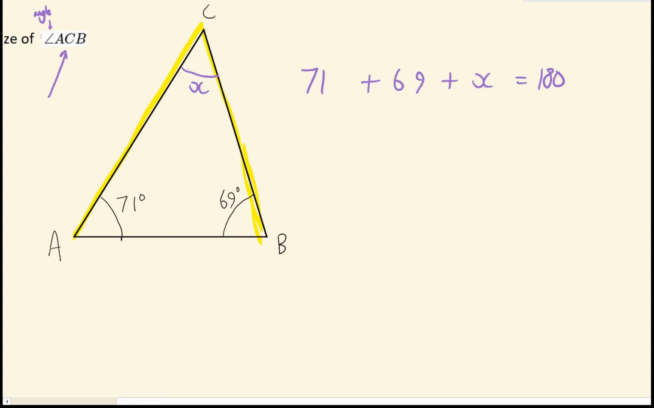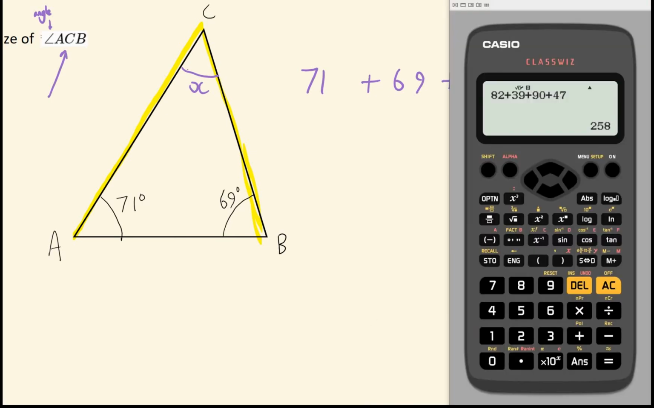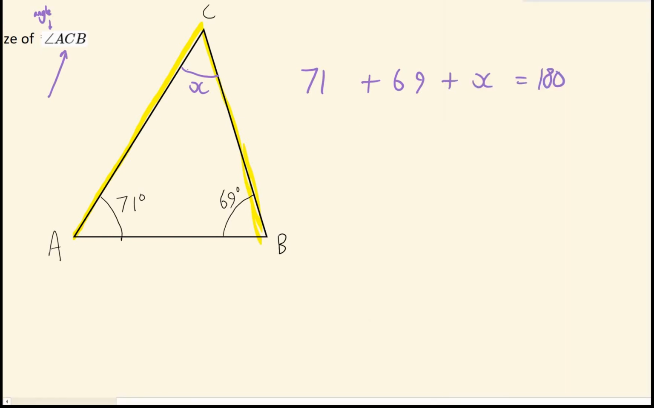So you add together the two angles you have, so 71 plus 69. Again, you have a calculator if you need it. And that gives you 140. So 140 plus x equals 180. And you then do 180 take away 140. Doing that, that tells you that x, the missing angle ACB, is going to be 40 degrees.